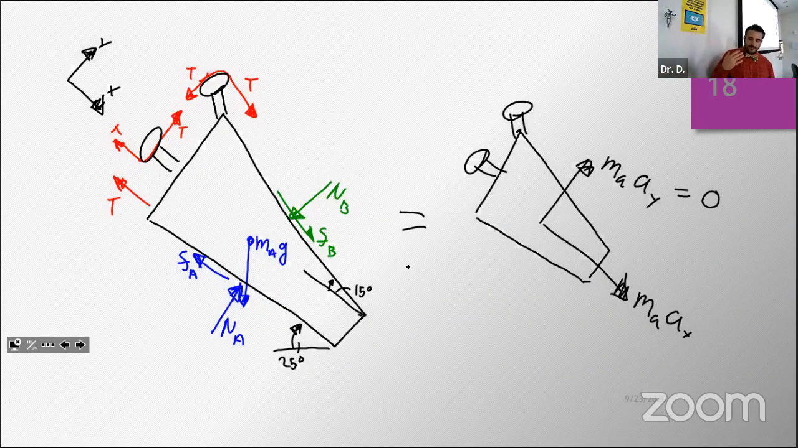Think about it this way. If block B and block A are moving relative to one another, they're sliding against each other, and so if they're sliding against each other, there's going to be some friction there.